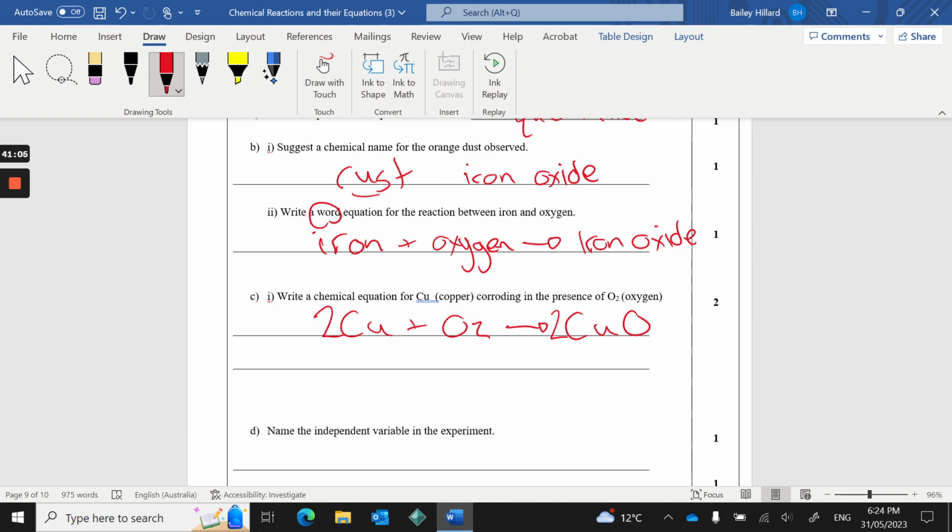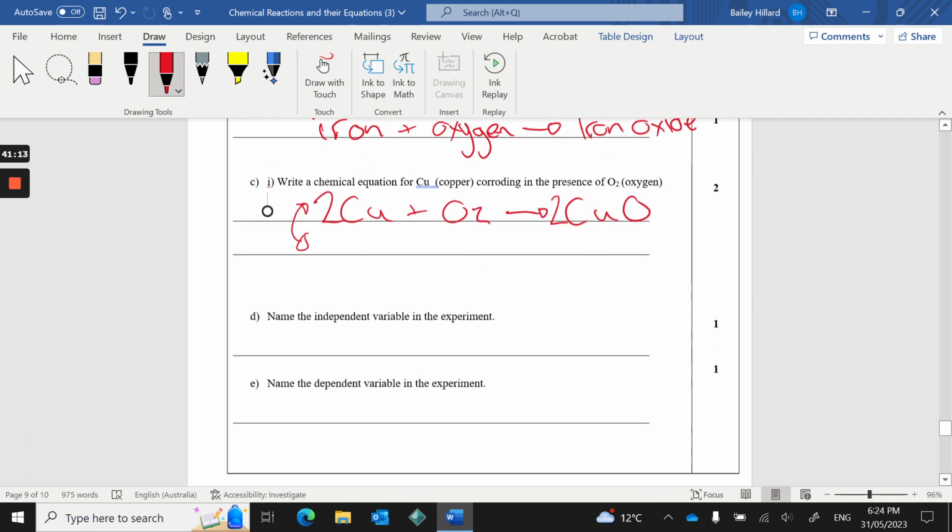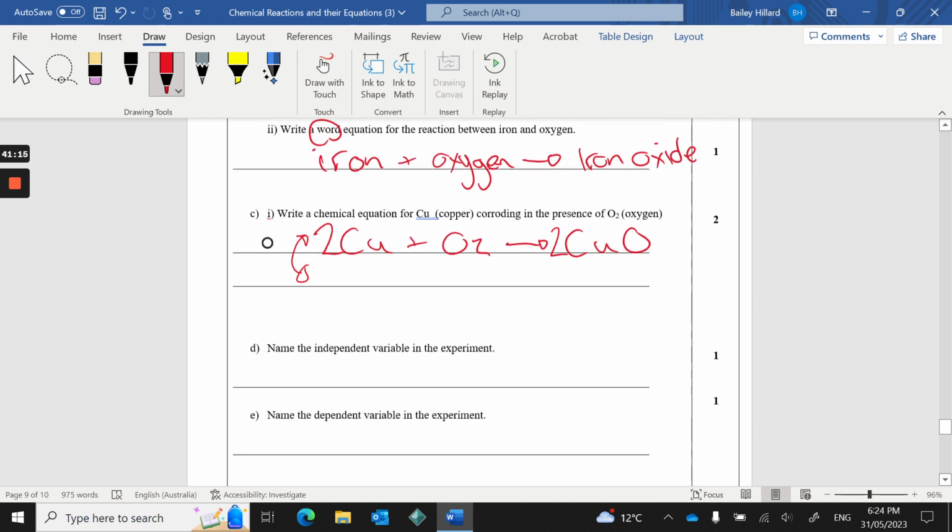You would get 1 mark for writing it generally, and you'd get another mark for balancing it. You could also split what I just did across 2 lines as well. That's fine. Independent variable of this experiment is the solution.